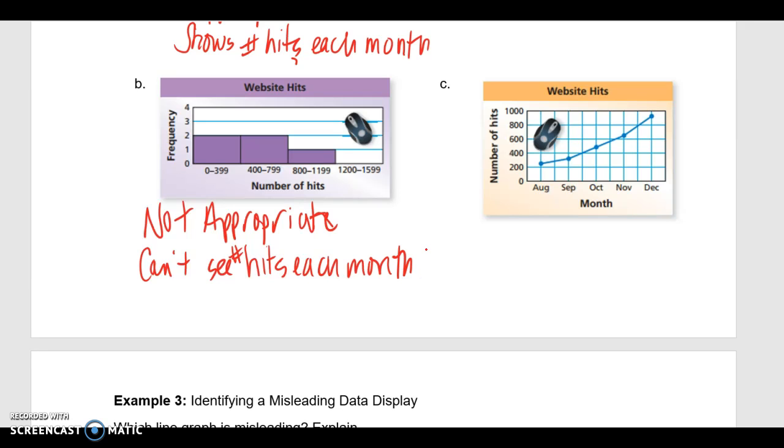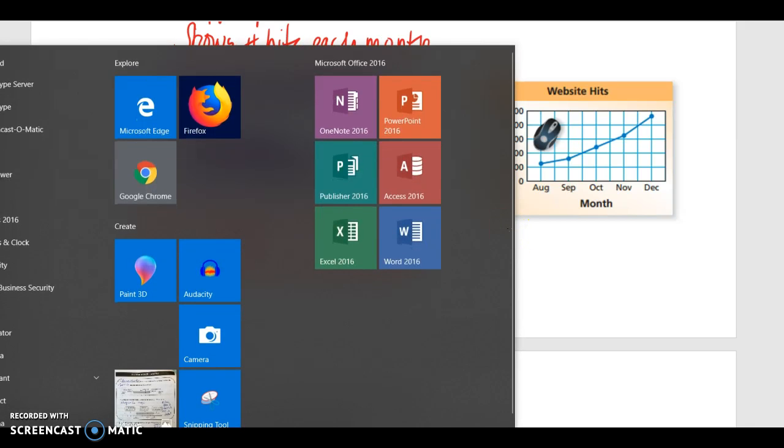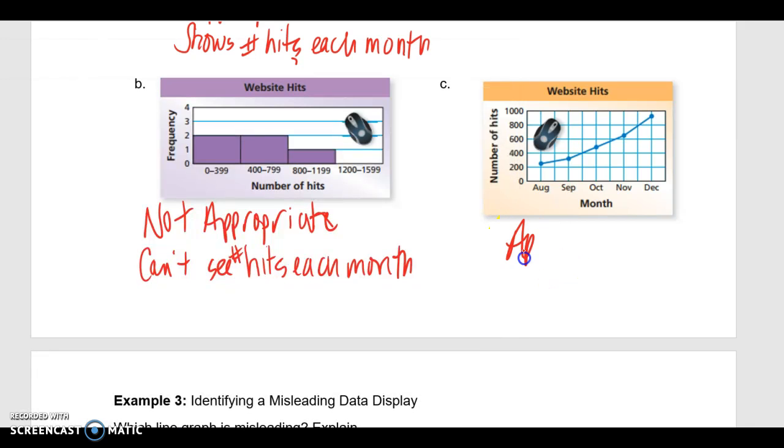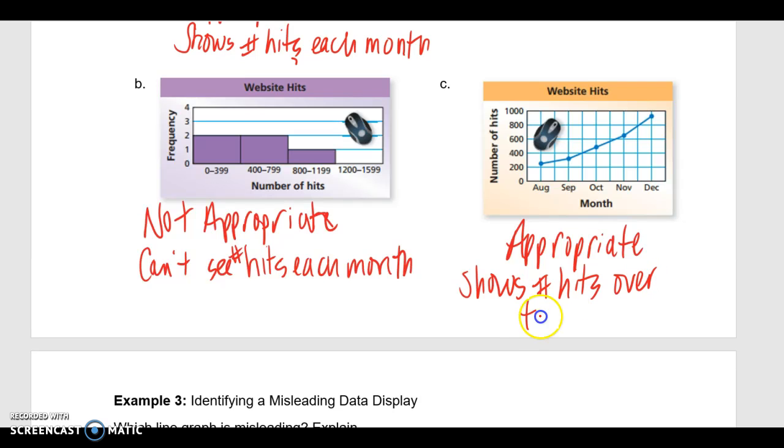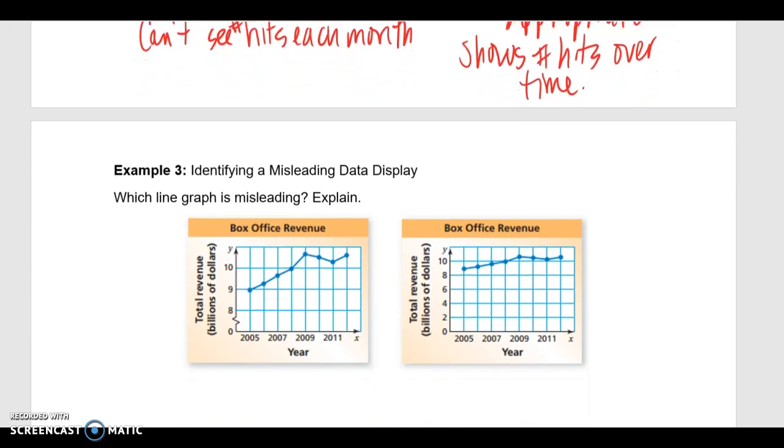And then in this last one, this is a line graph, and this is, of course, also an appropriate representation of data because it does show the change over time. Okay, so I think you're going to have a question that you need to stop and answer, and then we're going to go ahead and move on to question number 3.